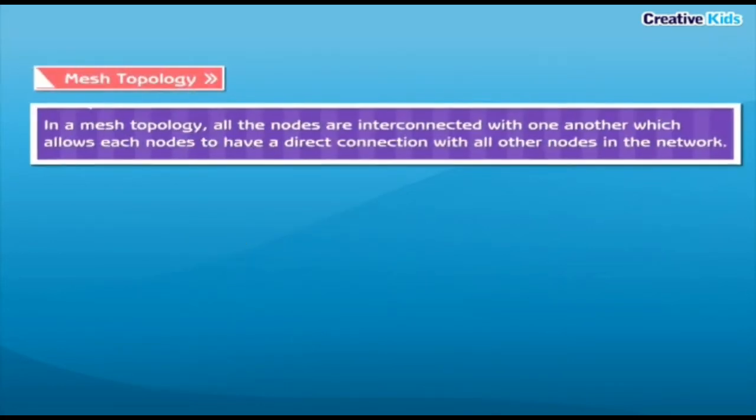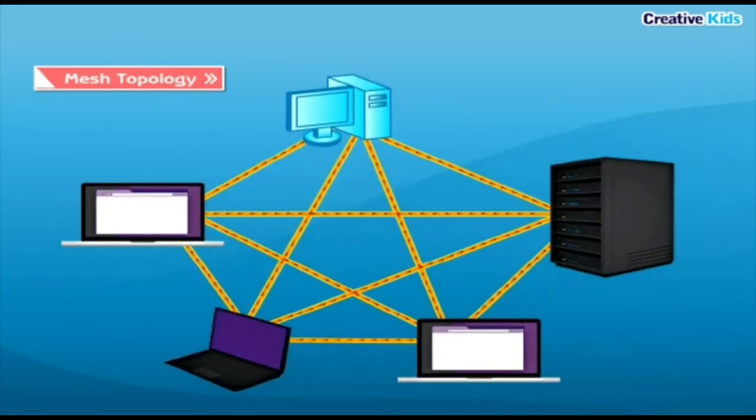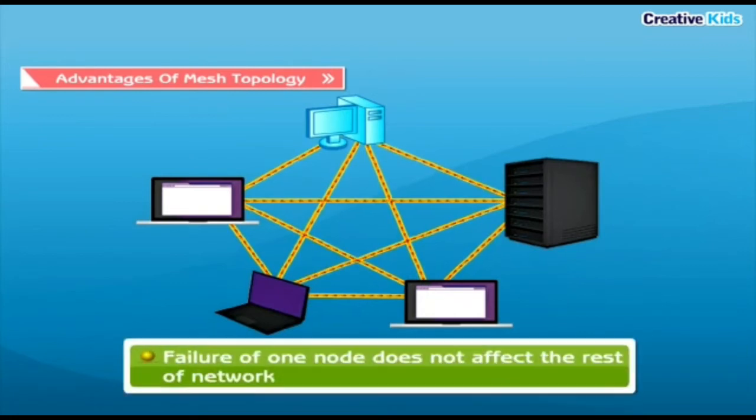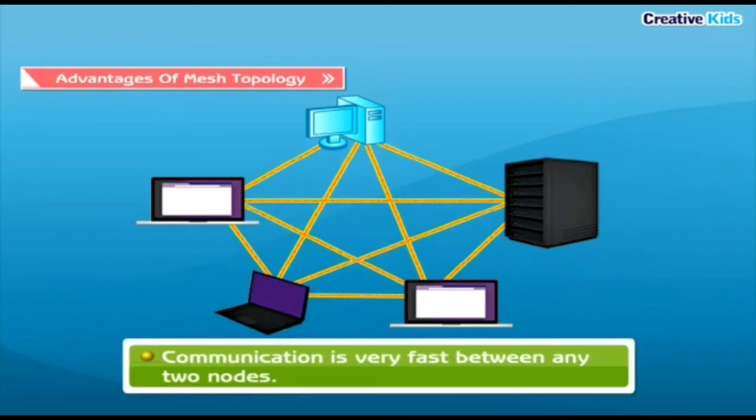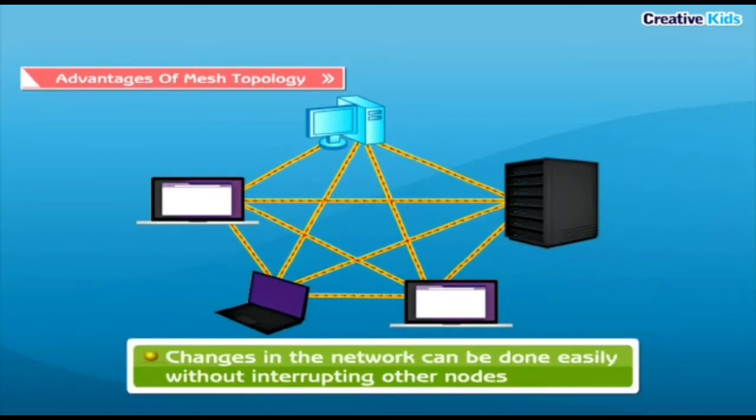Mesh topology. In a mesh topology, all the nodes are interconnected with one another, which allows each node to have a direct connection with all other nodes in the network. Advantages of mesh topology. Failure of one node does not affect the rest of the network. Communication is very fast between any 2 nodes. Changes in the network can be done easily without interrupting other nodes.